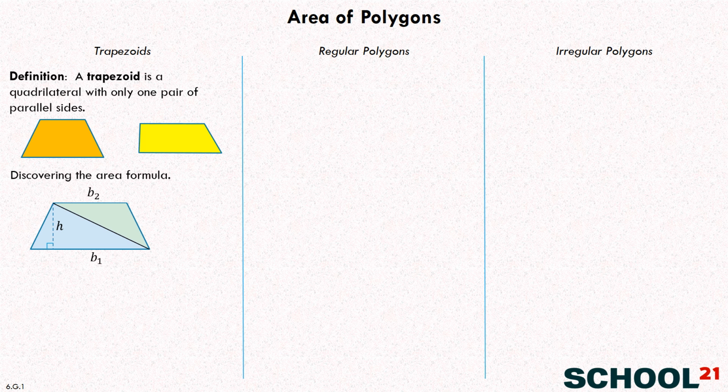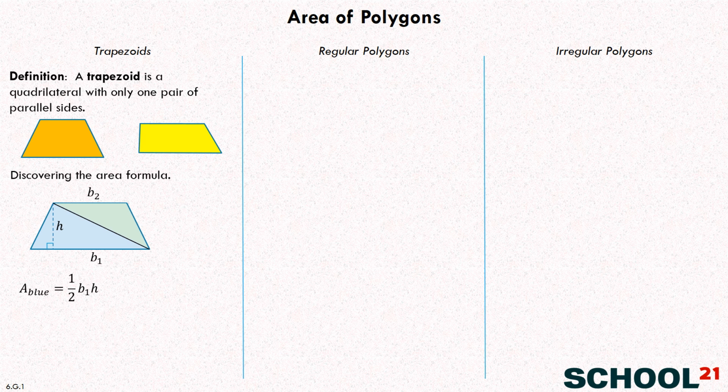What would the area of that triangle be? One half base times height, and the base in this case is B1. So does this look right? The area of the blue triangle equals 1/2 B1H. Yeah. Okay, good.